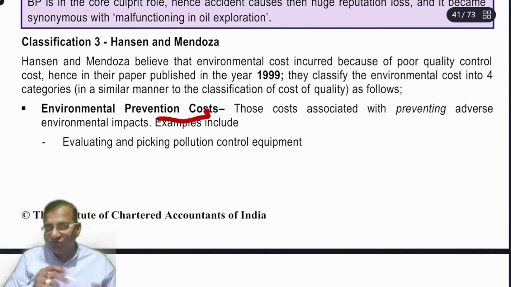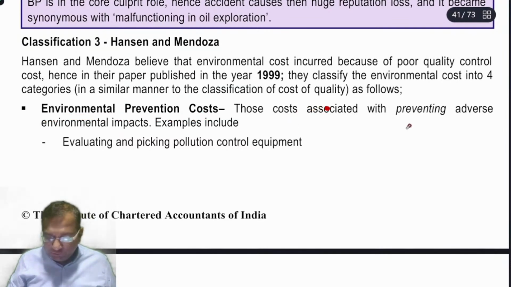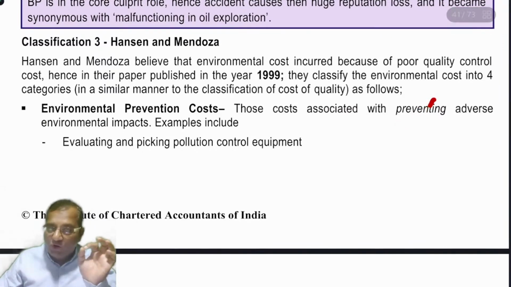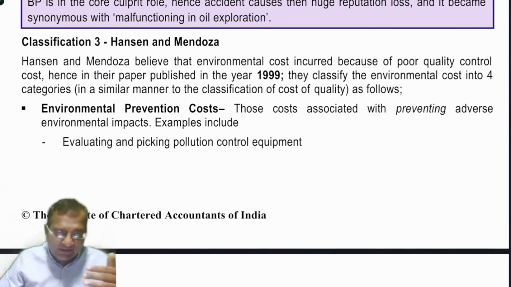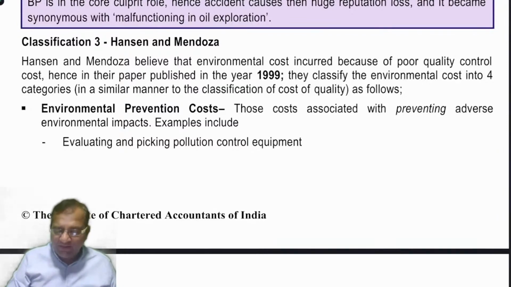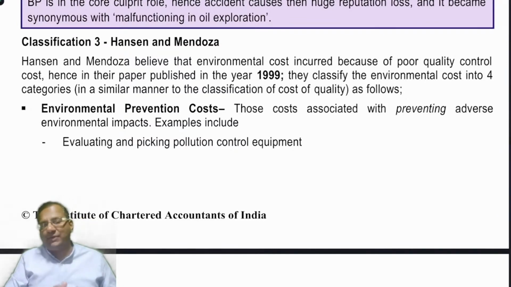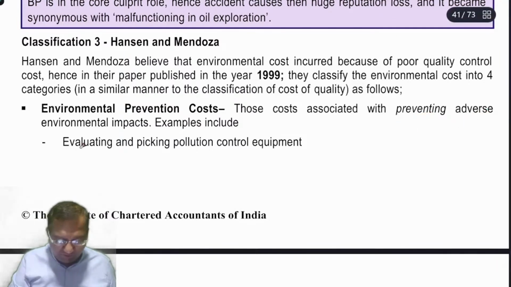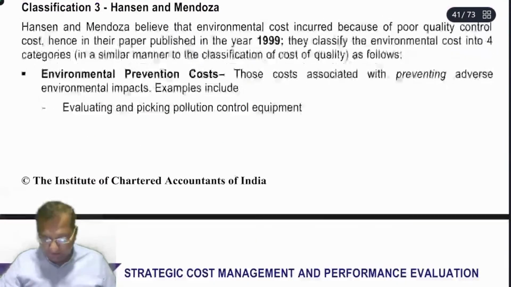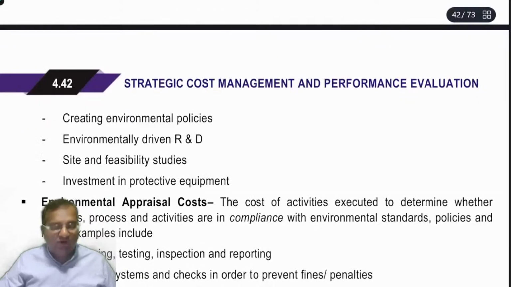So what does this mean? Cost incurred to prevent adverse environmental impact. If it were only cost of quality, it would be cost incurred to prevent defects in the units, in the product, while the same cost of quality applied with environmental management accounting means preventing the adverse environmental impact. So what examples can there be? We can pick pollution control equipment, evaluate and pick those which can prevent adverse environmental impact.